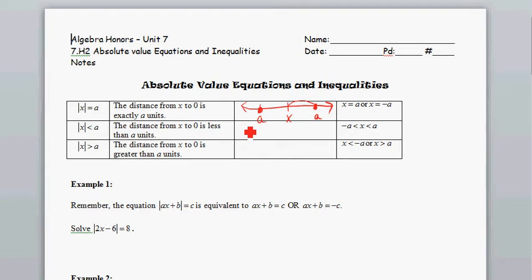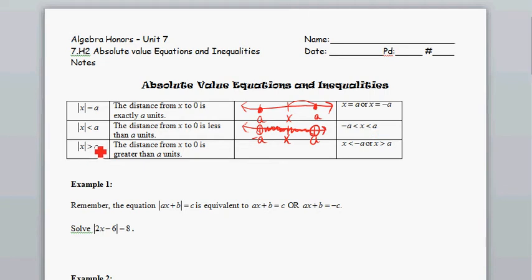So if we have a number line and x is in the middle, we go a units either to the right or to the left, which makes it the opposite of a. And we want to make sure that we're in between, that our distance is less than a units away. As an inequality, it looks like a compound inequality. The opposite of a is less than x, less than a.